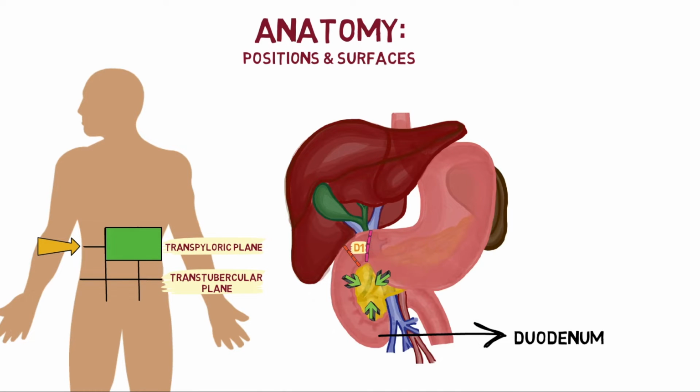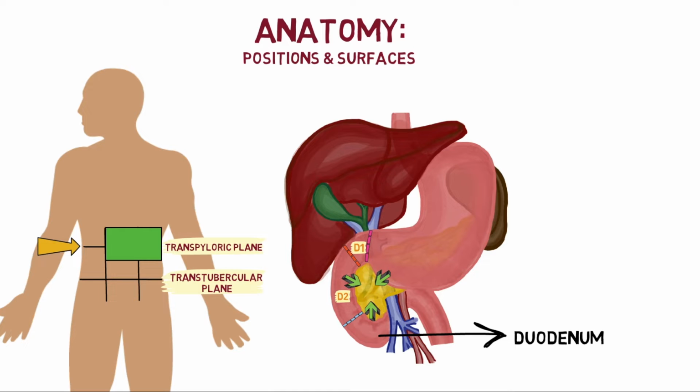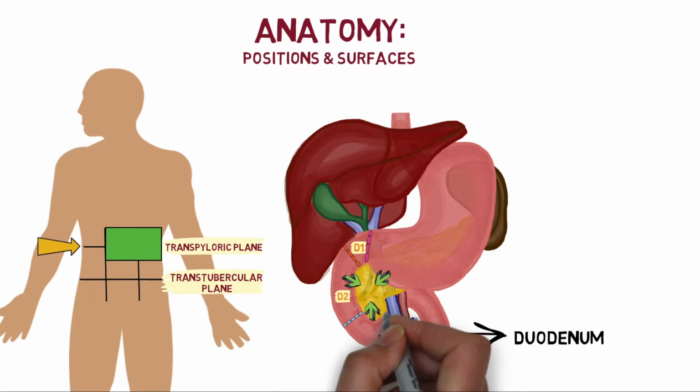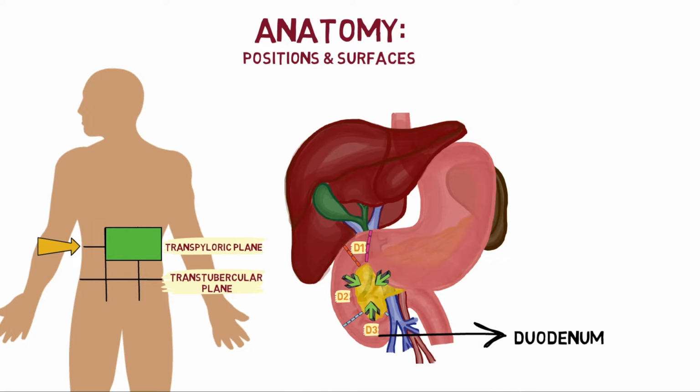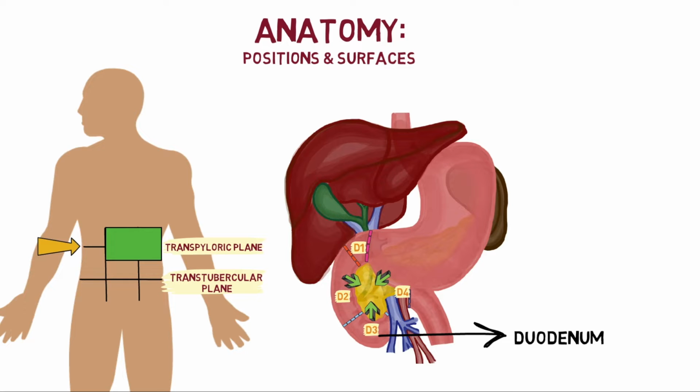D1, also known as the superior or bulbar duodenum. D2, or the descending duodenum. D3, or the inferior horizontal duodenum. And D4, also known as the ascending duodenum.